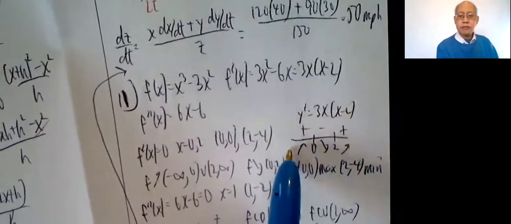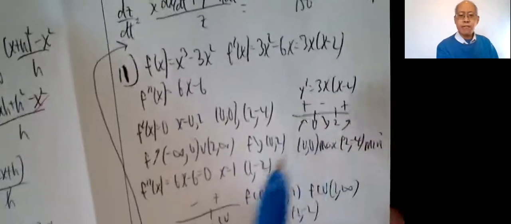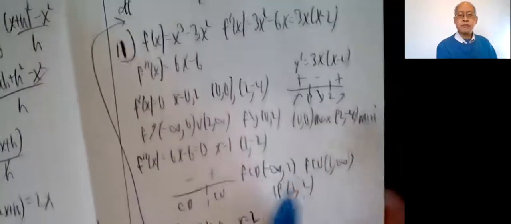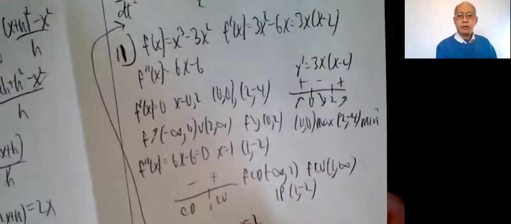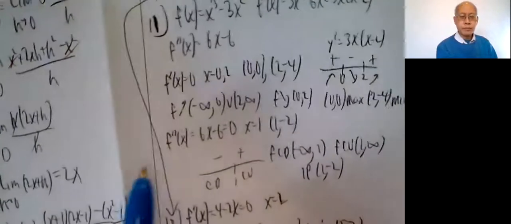Sign chart for y prime: positive, negative, positive; increasing, decreasing, increasing. f is increasing from negative infinity to 0, union 2 to infinity. f is decreasing between 0 and 2. That makes (0, 0) a max and (2, -4) a min.